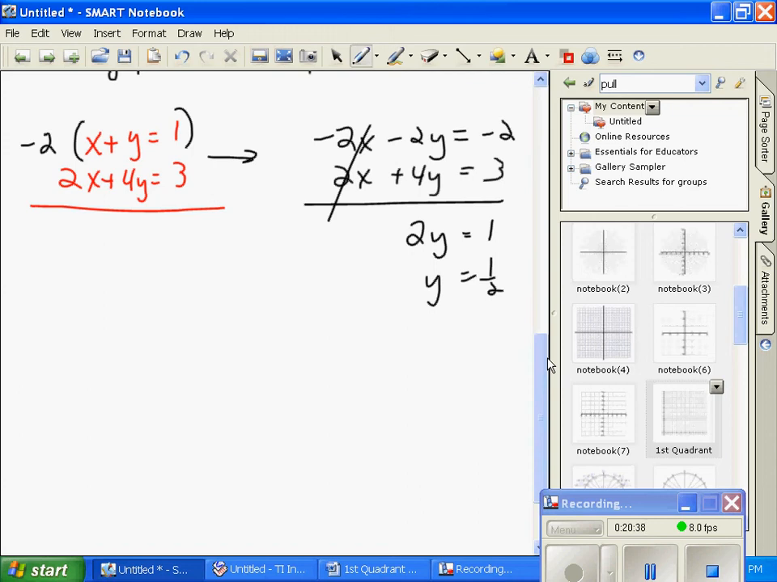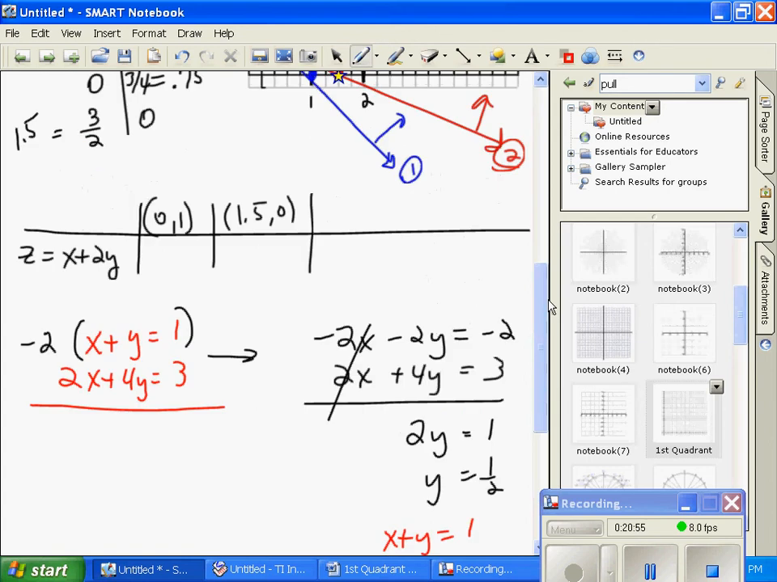Now you also know that x plus y is equal to 1, so if y is 1/2, x is going, whoops, getting in a hurry here. X is equal to 1 subtract 1/2, x is 1/2. So my other ordered pair would be (1/2, 1/2).